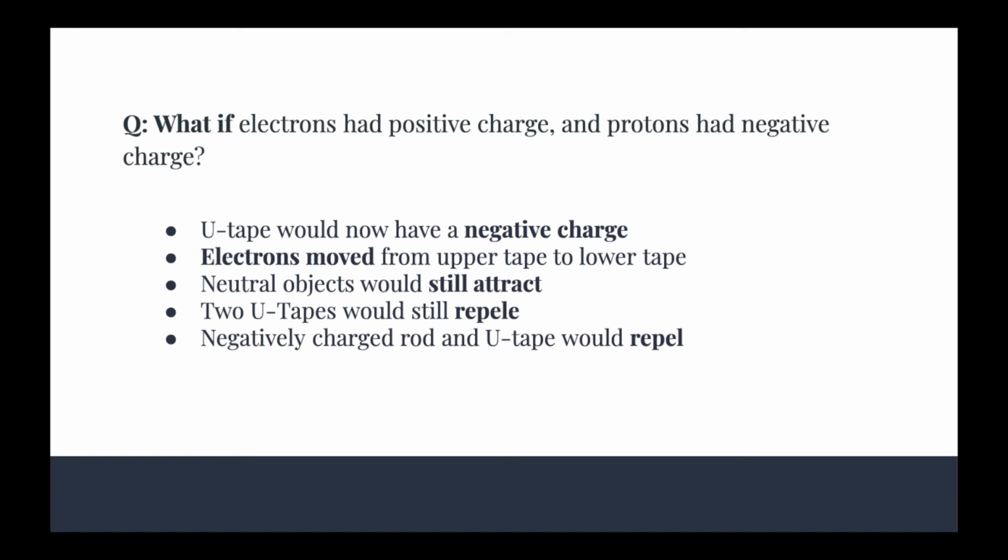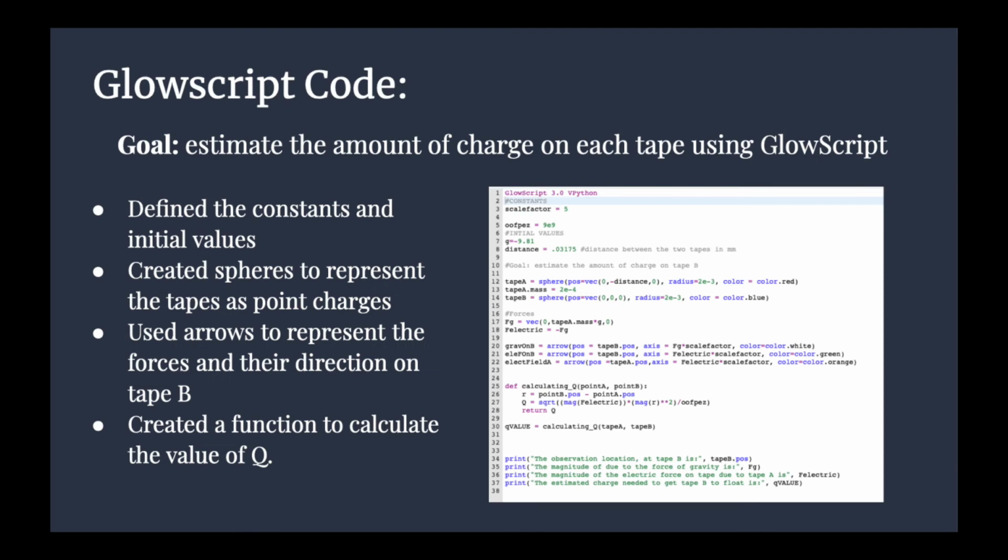Overall, because two U-tapes that are facing each other would still have the same charge, negative charges, they would still repel from one another. Additionally, any neutral objects would still be attracted to the U-tape, despite it having a negative charge now. But one thing that would change is the observation with the negatively charged rod. Since the U-tape is now negatively charged, and like charges repel, the negatively charged rod and the U-tape would repel instead of attract.